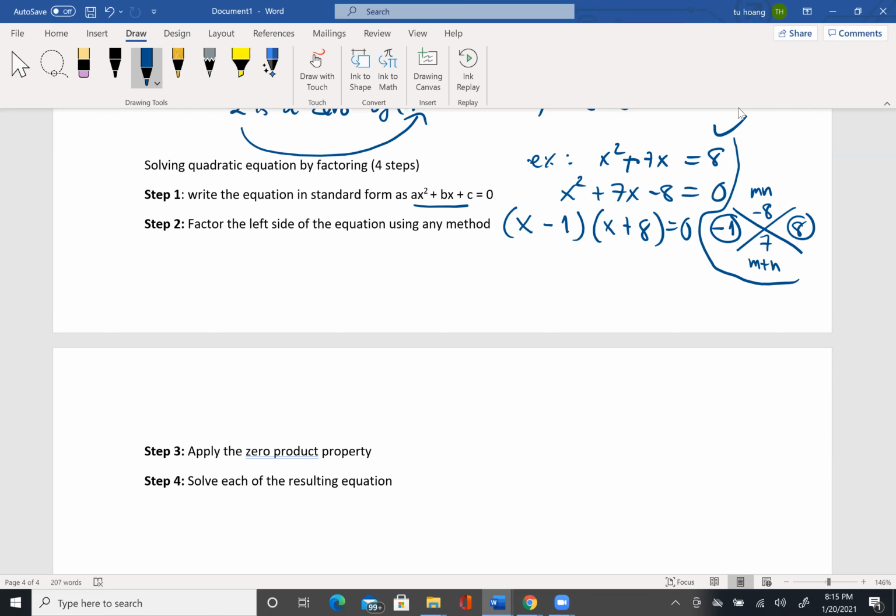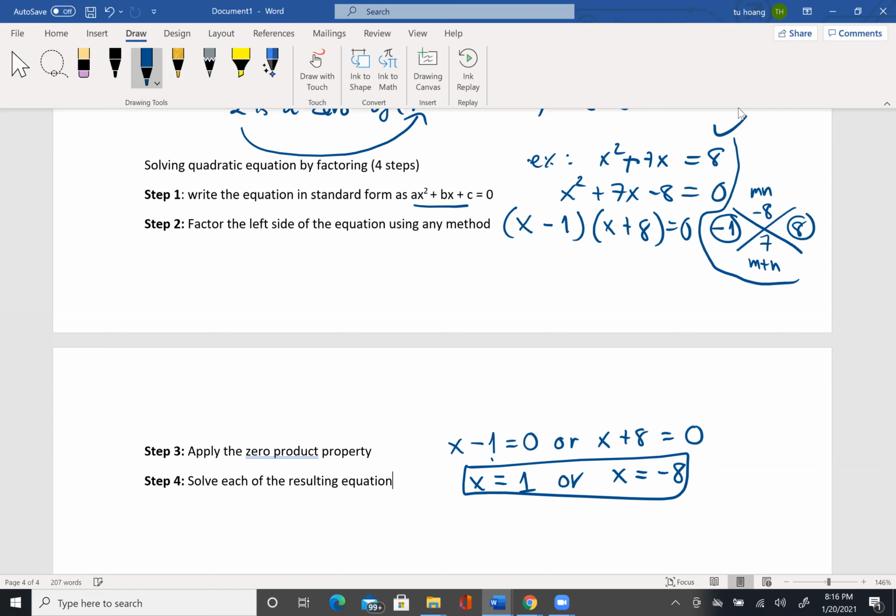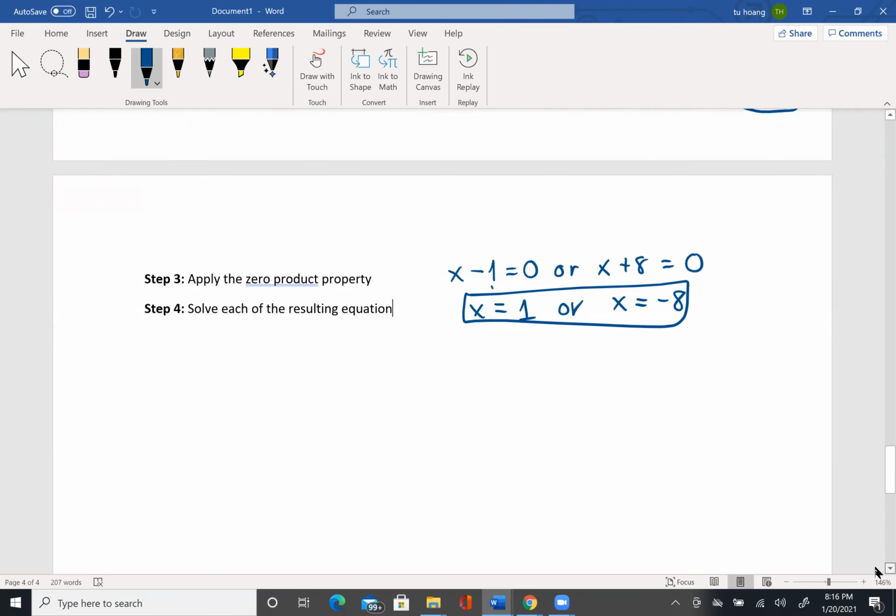And now I'm going to apply the zero property for step number 3. I have x minus 1 equals 0 or x plus 8 equals 0. And now I'm going to solve each of these equations. I have x equal to 1, if I add 1 to both sides, and x equal to negative 8. Okay? So that should be the solution. So we're done with 6.6. And lastly, let's talk about 6.7.